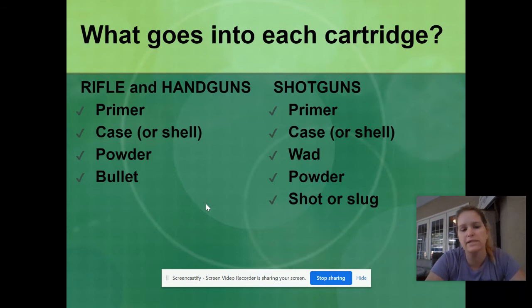Rifles and handguns have a similar type of ammunition as far as the way that the actual cartridge looks, but in a rifle it's typically bigger, right? Longer. There's going to be more powder.